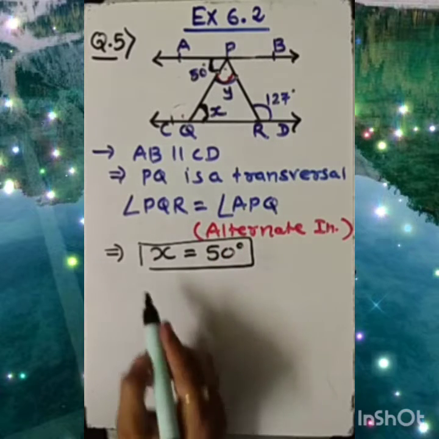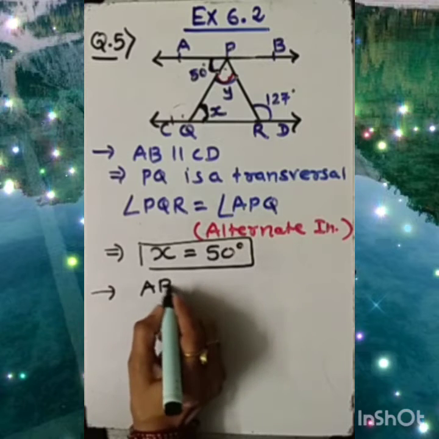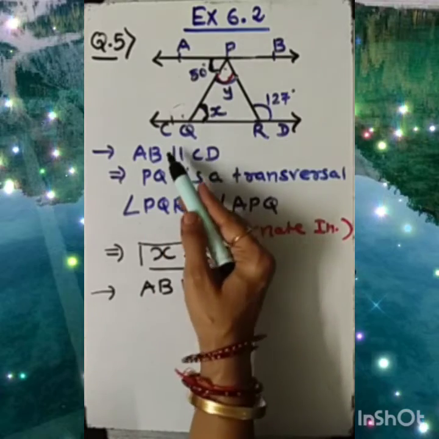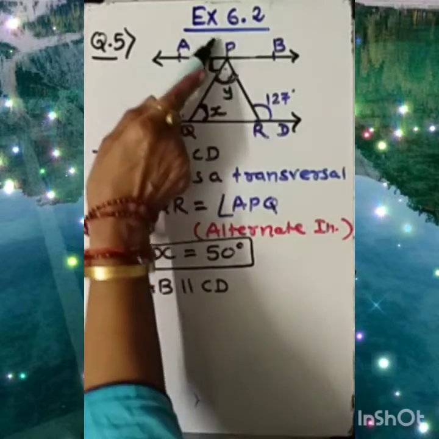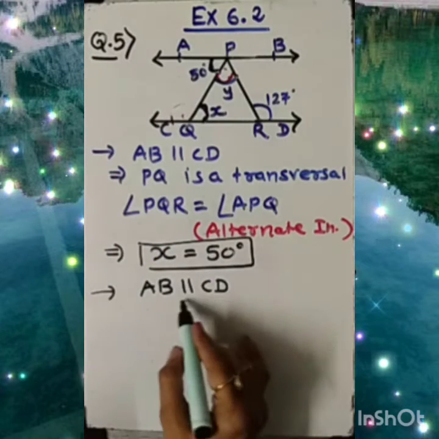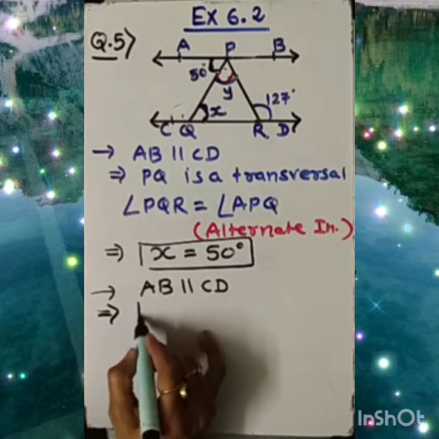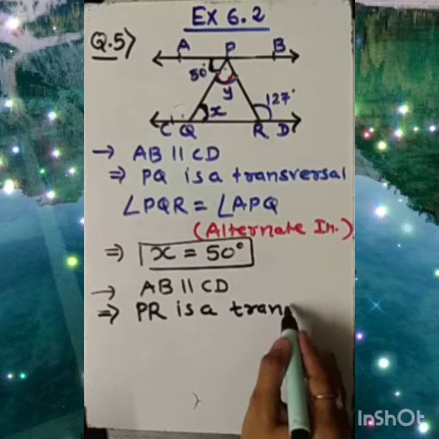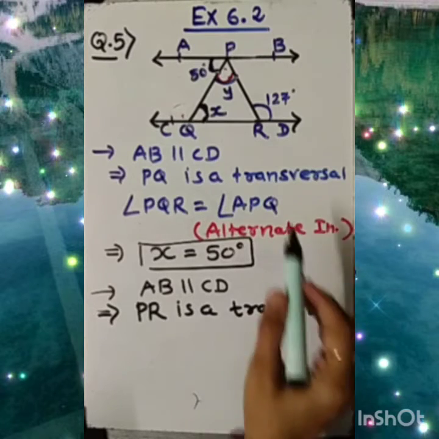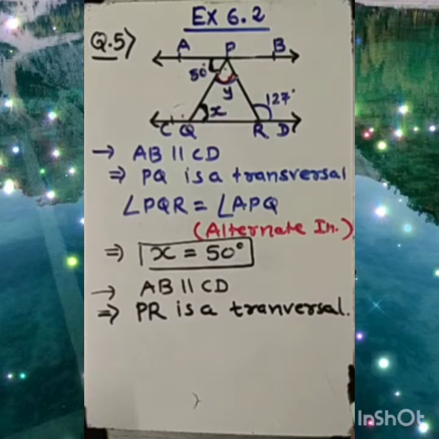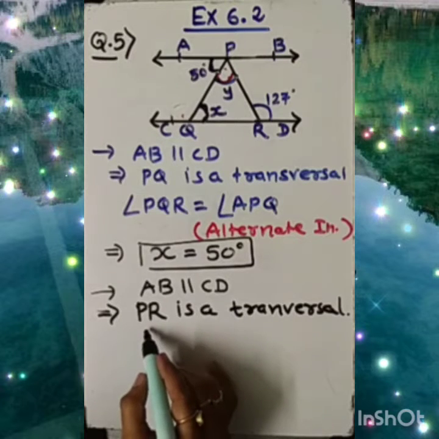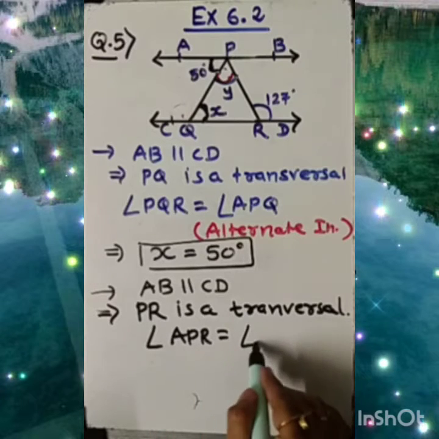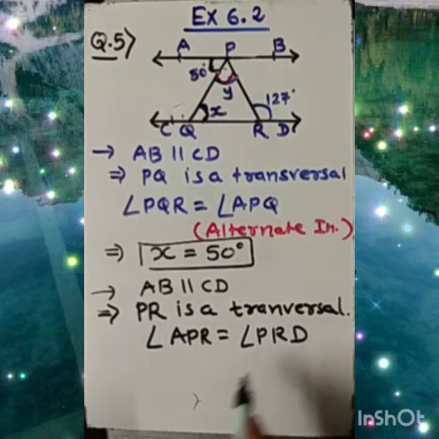Now one more condition with us. If AB is parallel to CD, as I have taken PQ as a transversal, this time can I say PR is a transversal line? AB is parallel to CD and PR is a transversal, which intersects AB at point P and CD at point R. So again they are forming angles. Can I say angle APR and PRD are also alternate interior angles?